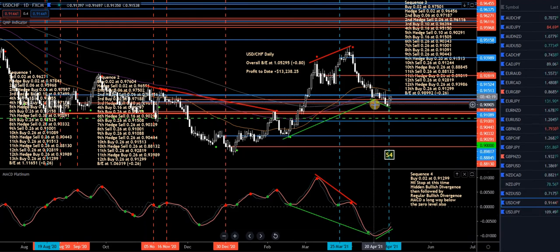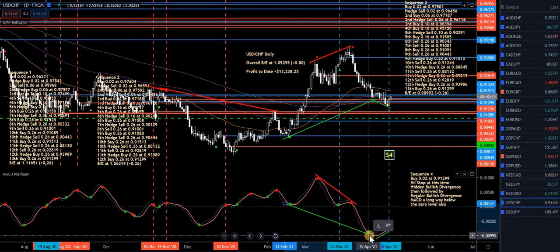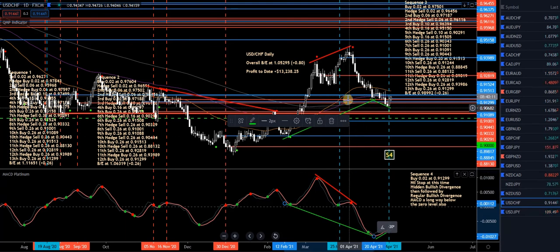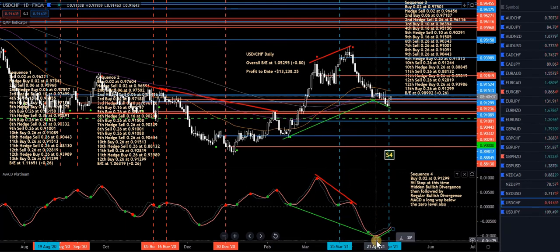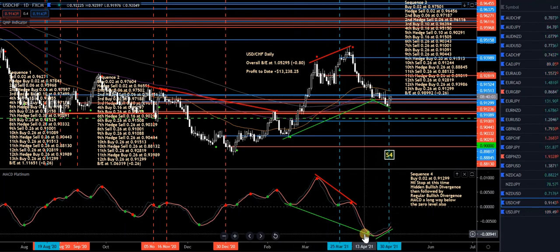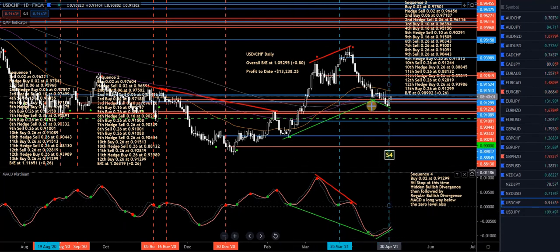I know there's not a green QMP filtered dot there, but you can see lower lows on the MACD Platinum or the oscillator and higher lows on price. Then the MACD starts heading up. Price starts heading down. So we've got hidden bullish divergence followed by regular bullish divergence. So it's like a 1-2 or a double whammy. So that to me is a good little signal.